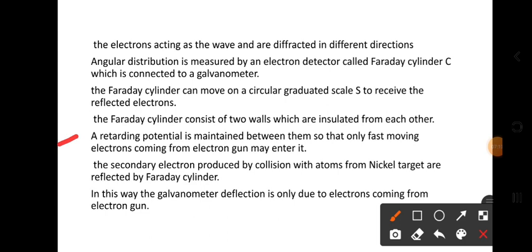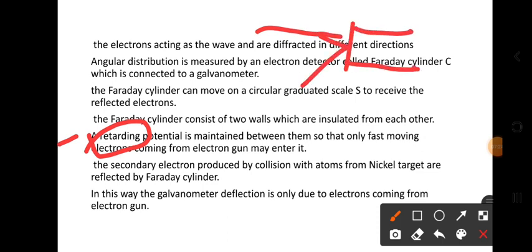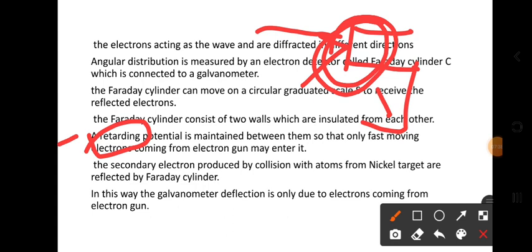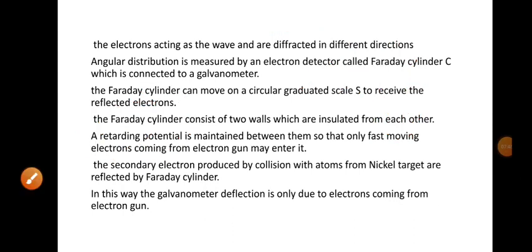What is the meaning here? Retarding potential means decreasing potential. What is being decreased? When the electrons come and strike the target, a few electrons are also generated. We have to decrease the speed of those generated electrons. If you want to decrease it, what must we do? We must apply a retarding potential. That is the meaning of this.